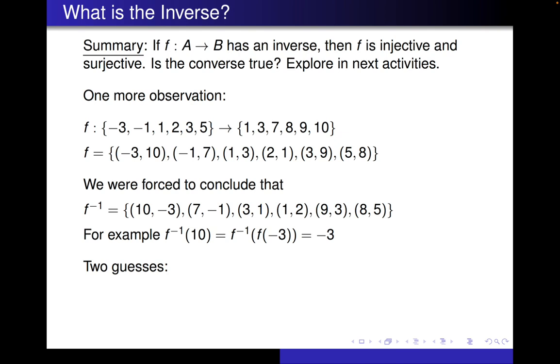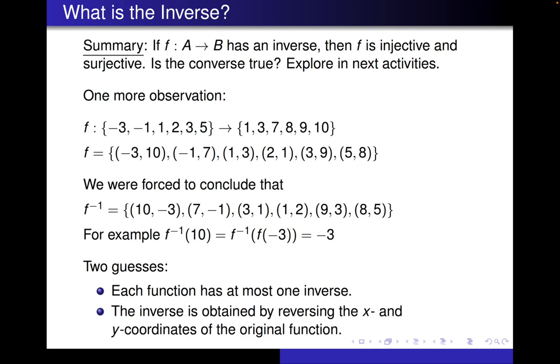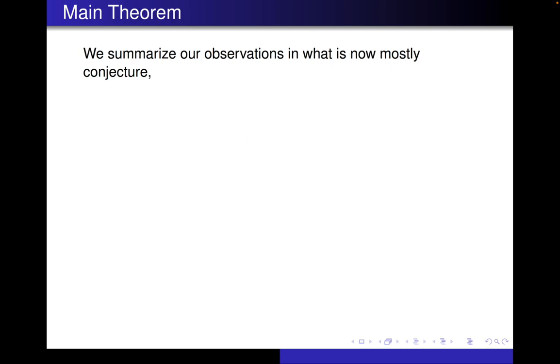So all the analysis we've done leads us to two guesses about how to characterize inverse functions. First of all, since the inputs and outputs seem to be forced when we were looking at ordered pairs, it seems that you can't have a function with more than one inverse. Either a function doesn't have an inverse, or it does have an inverse and it has one. It has a unique inverse. And the other is that the inverse is obtained by reversing the x and y coordinates of the original function. Right now, these are all conjecture, but we're going to summarize that in what is now mostly conjecture, but will eventually be a theorem.